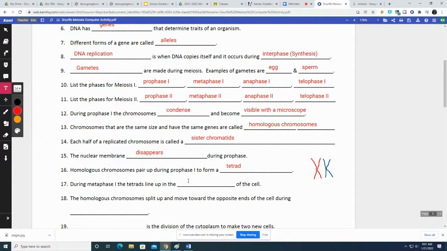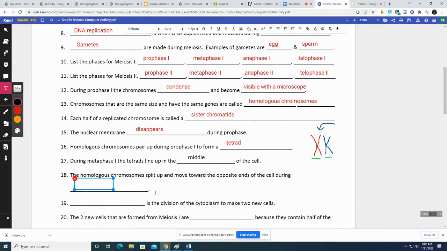During metaphase 1, the tetrads line up in the middle of the cell. And remember, in metaphase 1, it's going to look like this because there's going to be 2 chromosomes. So you can see them here. There's 1, there's 2. And they're going to be lined up in the middle of the cell. That'd be metaphase 1 when there's 2 of them next to each other.